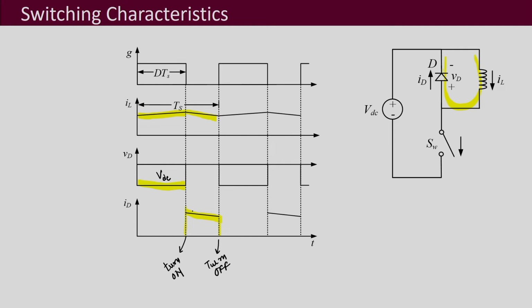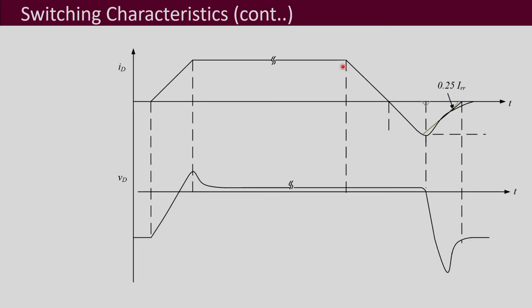So, if we observe these two areas, then we will be able to study the switching characteristics of the diode. So, let us look into the switching characteristics of the diode now. This is the ID waveform, and this is the VD waveform of the diode.